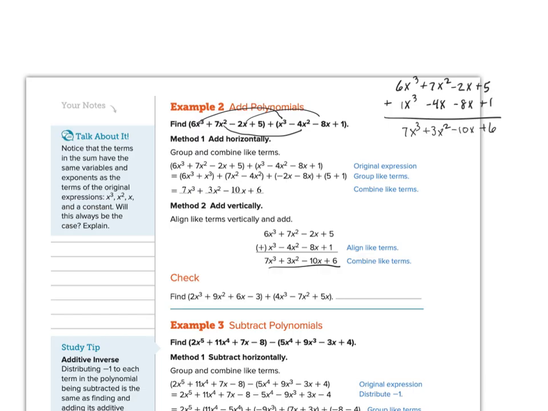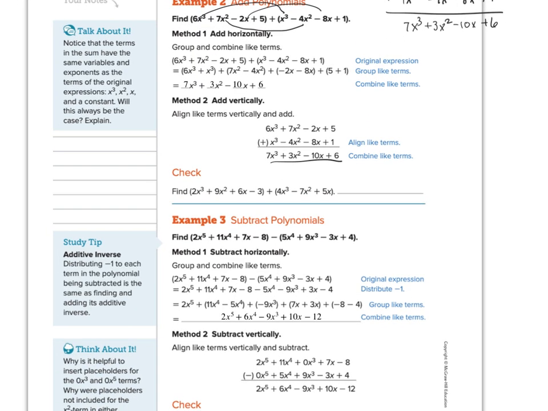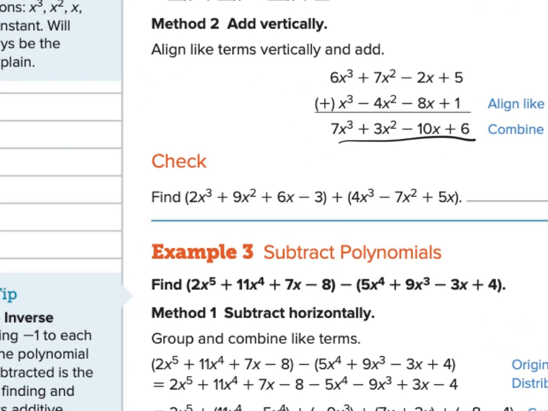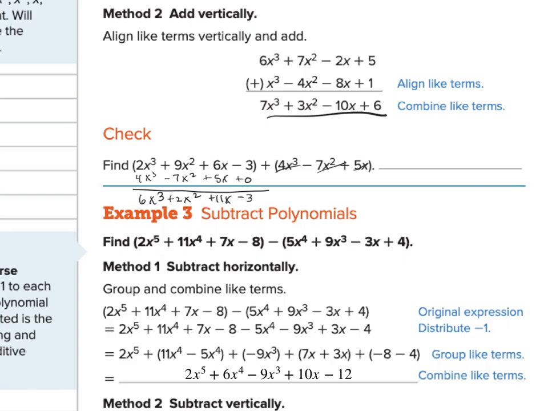Now for subtraction, or no, this is just addition. If I do the same thing, I'm going to save myself a little bit of time and space, and I'm just going to bring 4x to the third minus 7x squared plus 5x. So I used all those, and when I combine like terms, there was nothing to combine with the negative 3, so I just have minus 3. I have plus 11x. I have plus 2x squared, and then I have 6x to the third, and that would be my answer there when I go to combine those like terms.